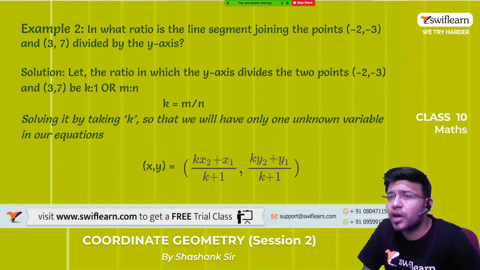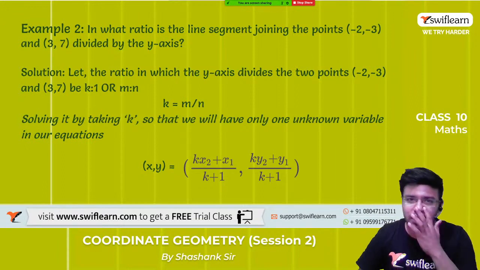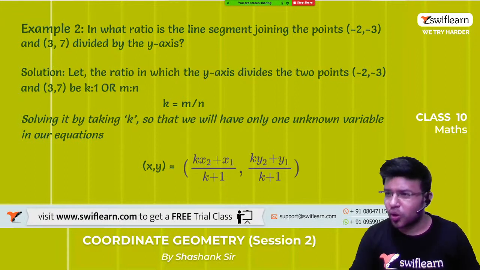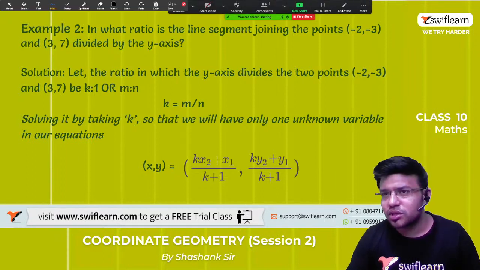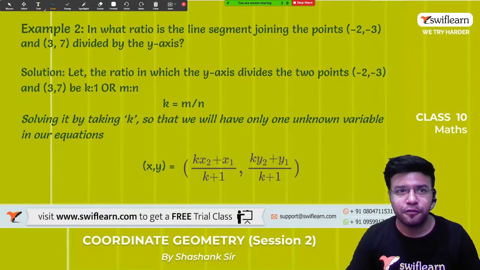Now, in what ratio is the line segment joining the points minus 2, minus 3 and 3, 7 divided by the y-axis? See, we have two approaches to solve. Let us first solve the easy approach and also I will explain this. So this is a little bit tough to understand, so we will solve the easy approach first.